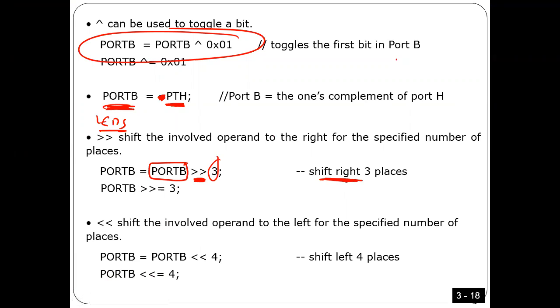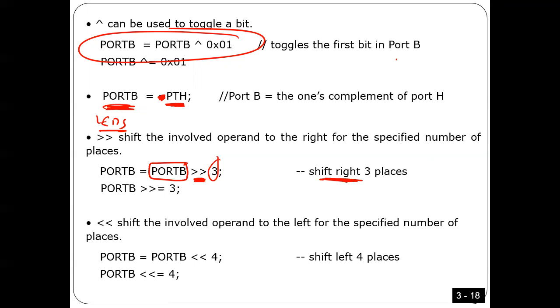So here that means port B, I'm gonna shift it to the right 3 times, and then I'm gonna put the result in. Right? We didn't have this option in assembly. In assembly, if you want to shift 3 times, you have to write the instruction 3 times. But okay.